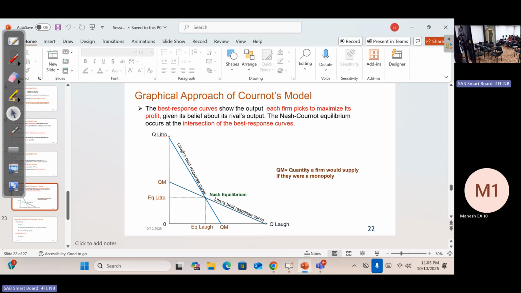Excess profit, loss, we discussed. Then how about monopoly in the long run? Normal profit? No. Then what? In the long run, they are going to make profit. Monopoly. Then how about monopolistic competition in the long run? Normal profit.